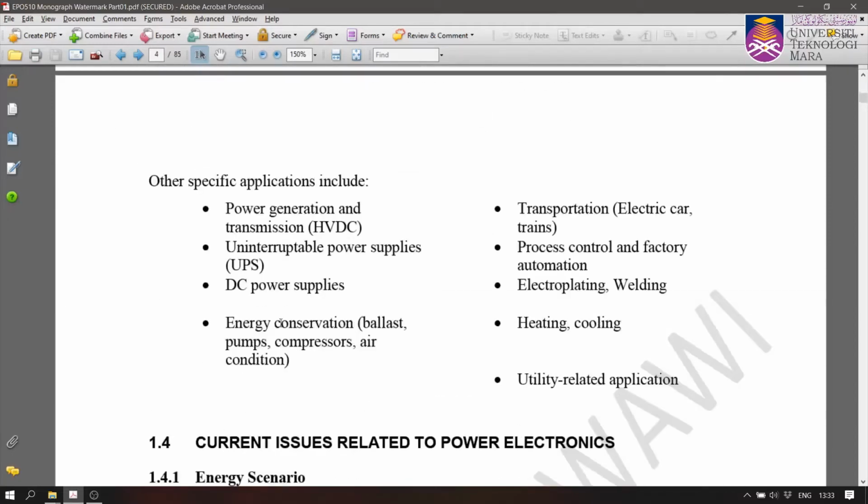And these are other specific applications: UPS, uninterruptible power supplies. In servers, we normally use this UPS. And then power generation, transmission, HVDC, in the locomotive train. Okay, in the electric train, we use this HVDC. And DC power supplies, transportation: in an electric car, if you want to charge the battery of the car, then you use power electronics. Again, process control, electroplating, heating, as well as security related applications.